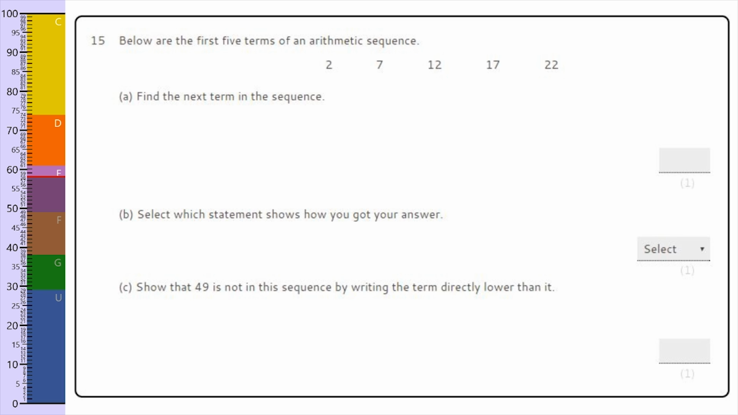Okay, so this is a sequence question, and this is a simple sequence question. It doesn't ask you for the nth term, but it does ask you a few things, so let's go through it. First thing to do is understand what the sequence goes up in.